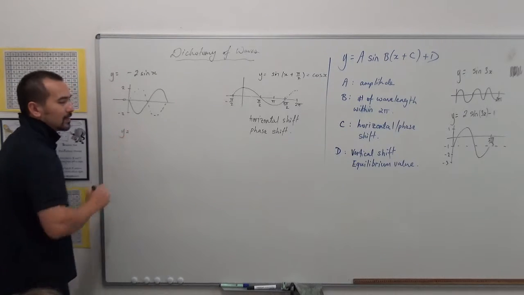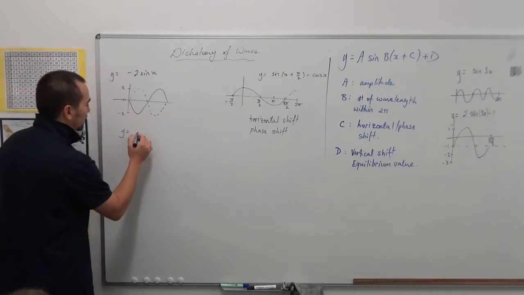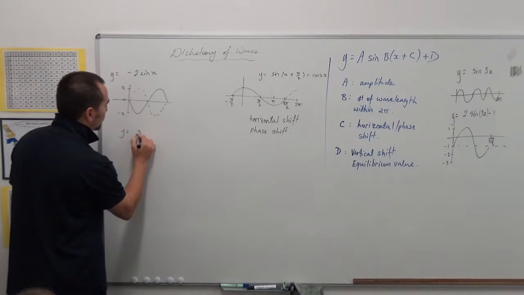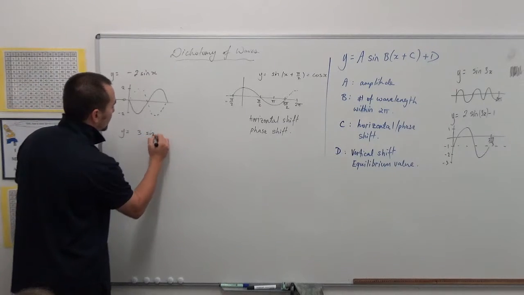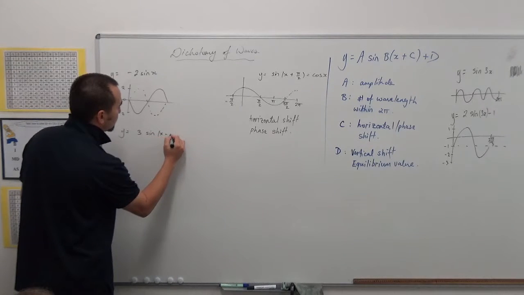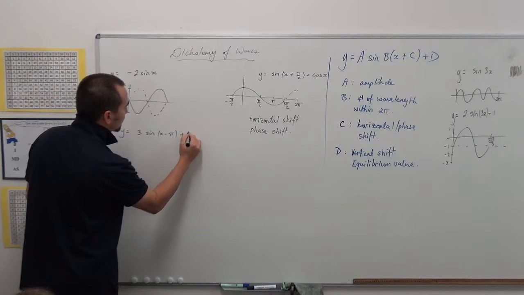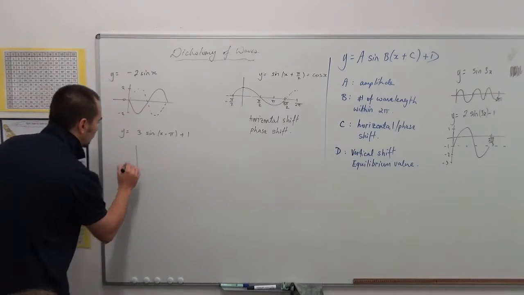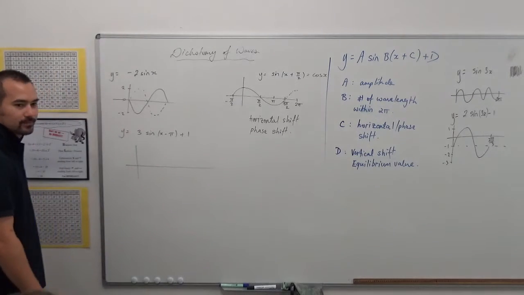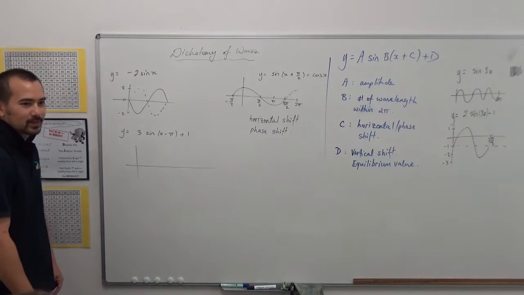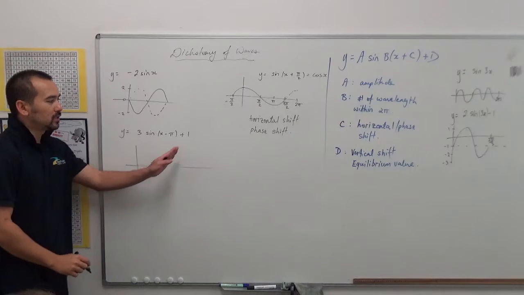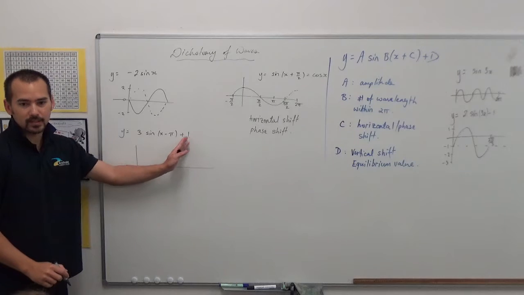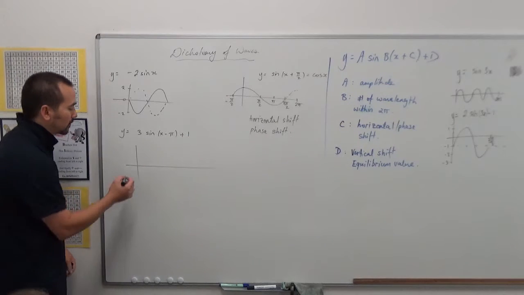All right. Last one before we go. Here we go. Let's go 3 sine of x minus pi, plus 1. Amplitude is 3. Good. Now, we really should start with the equilibrium. Start with the vertical shift. So it's 1, right? Yeah.